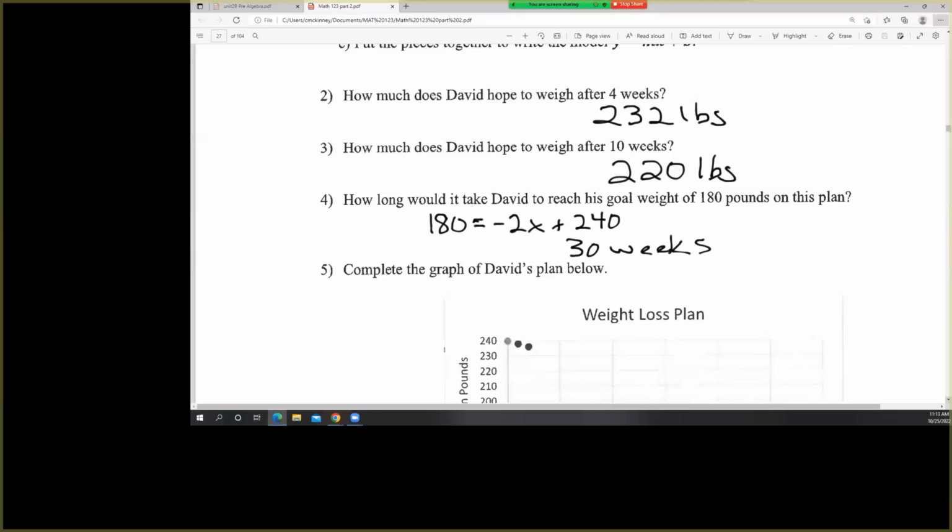So now you're going to finish the graph. You only need to give me points. You don't need every single point. They've given you a couple, but find points for 5 weeks, 10 weeks, 15 weeks, 20 weeks. So all the 5s. Notice that we're stopping at 30 weeks.